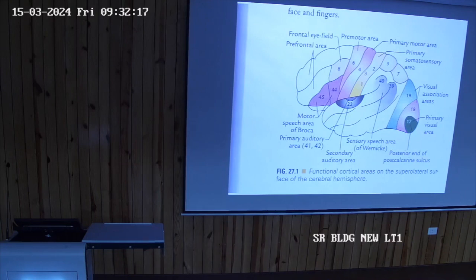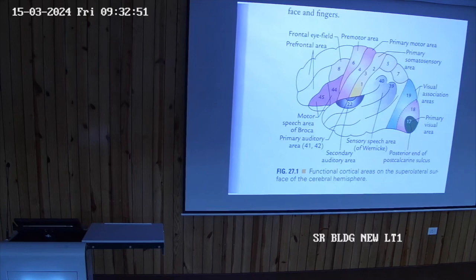That means whatever things we are seeing come first of all to area number 17, and area number 18 and 19 analyze them on the basis of past experience, identifying, all these things are done by area number 18 and 19. So that is the function of area number 17, 18 and 19. Identification is done by the past experience of 18 and 19.